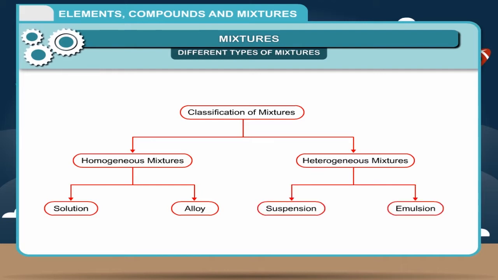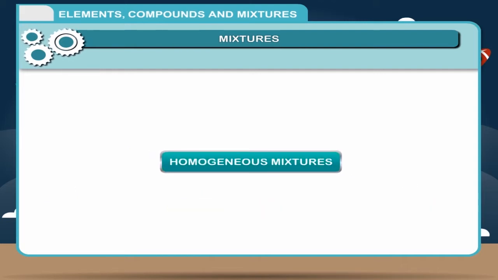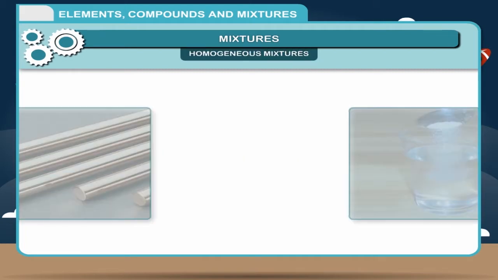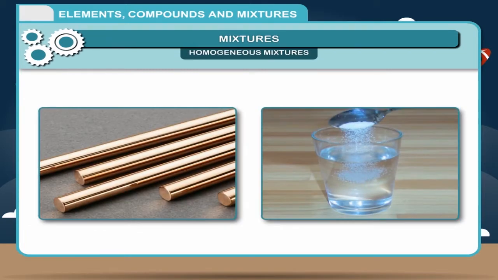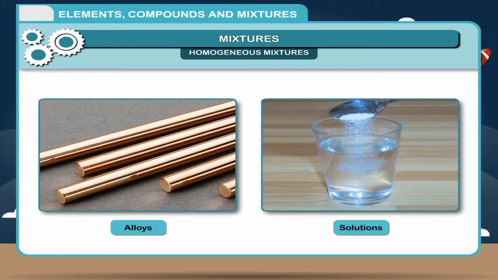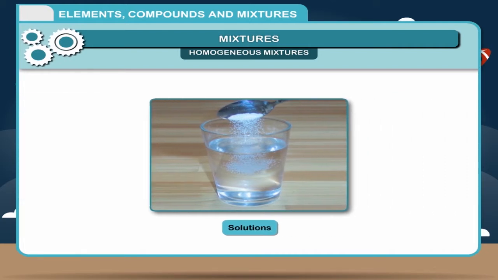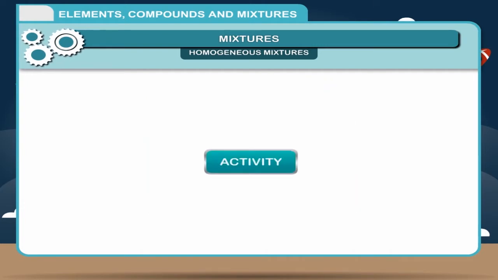Suspension, emulsion. Homogeneous mixtures. In a homogeneous mixture, the components are mixed together completely. It has a uniform composition and properties throughout the mixture. Alloys and solutions are examples of homogeneous mixtures. A mixture of salt and water is an example of a homogeneous mixture.